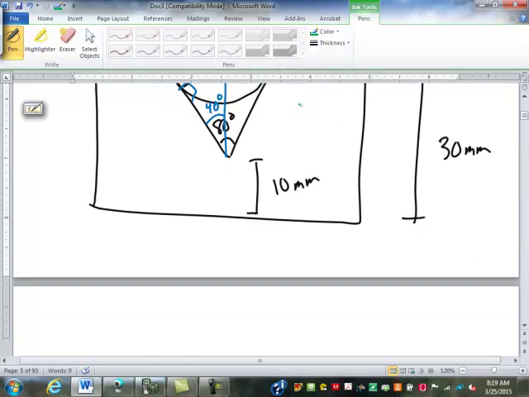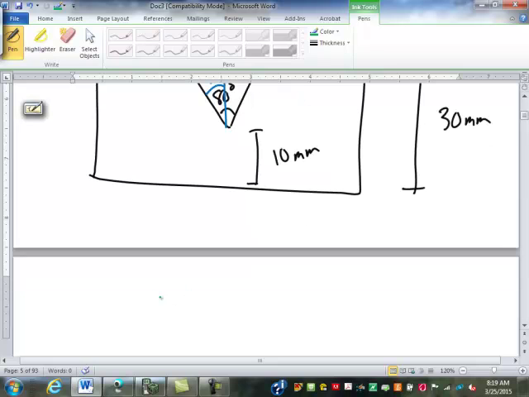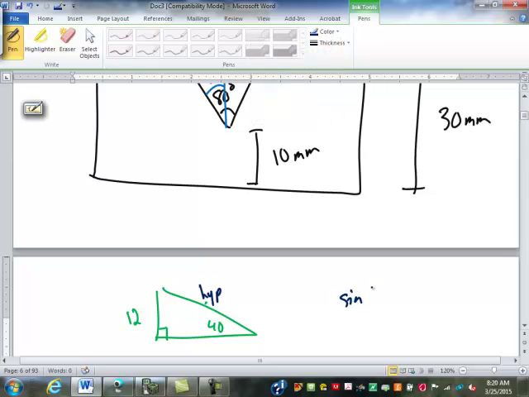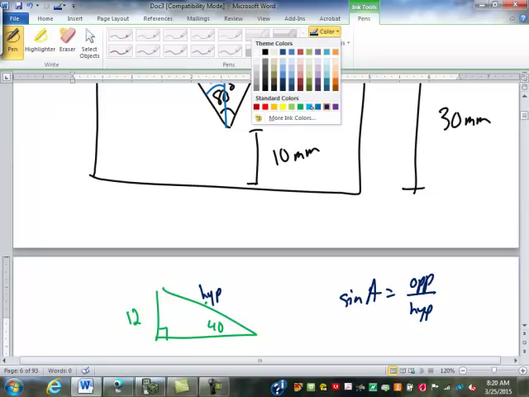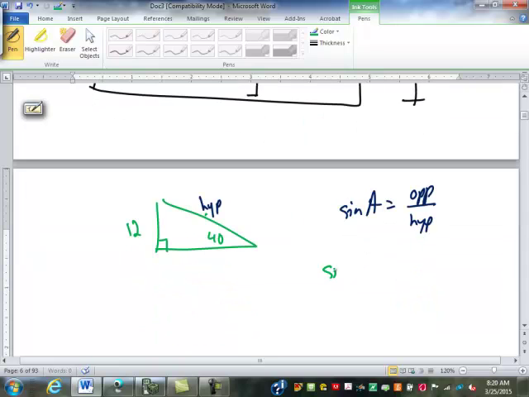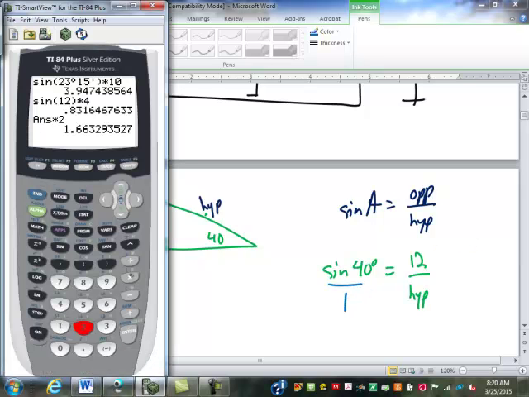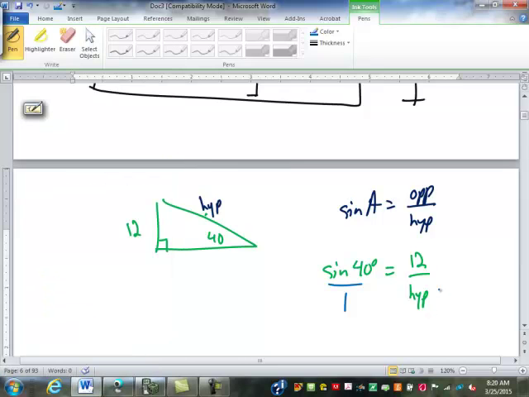So I'm going to redraw the triangle down here. I'm going to draw it like this. 40 and 12, right angle. What I want is the hypotenuse here. So that's going to be the sine. I know the angle, so I'm going to put in the 40 degrees. My opposite side is 12. Hypotenuse is what I'm looking for. Put this over 1, so it's 1 times 12 divided by the sine of 40. Giving me 18.67.